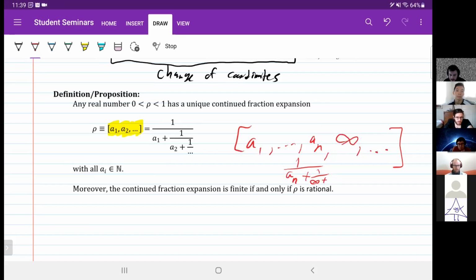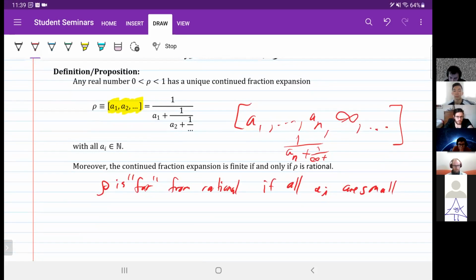And so this motivates me to say that rho is far from rational if all a_i are small. The smaller these are, the further you are from being rational. Whereas if they all get very big, you start to get very close to being rational.